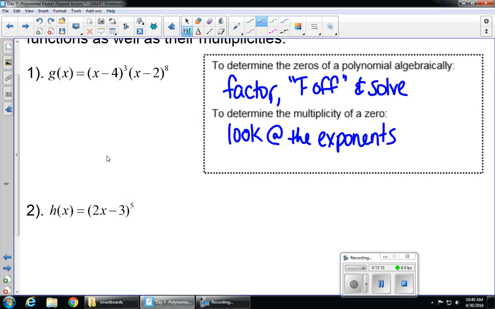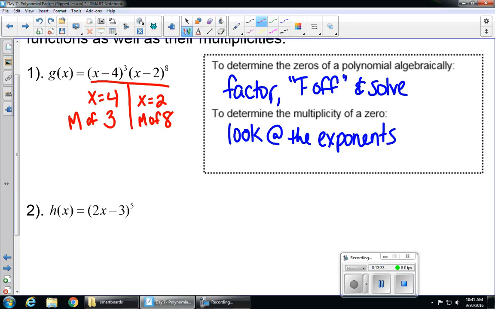So number 1 is already in factored form, which is great. So I'm just going to tee off. I get x equals 4 and x equals 2. And my multiplicities match the exponents. So this is a multiplicity of 3 for x equals 4 and a multiplicity of 8 for x equals 2.